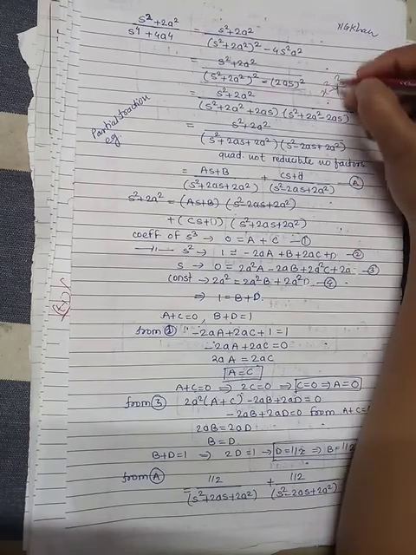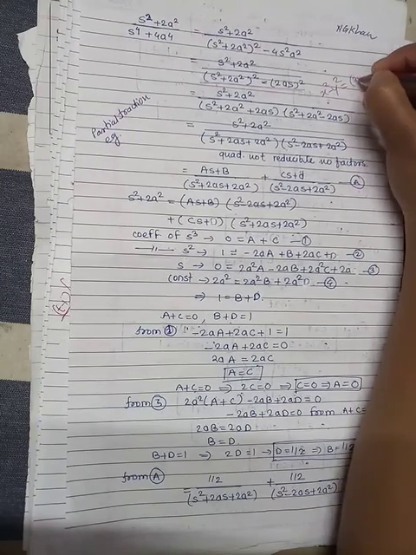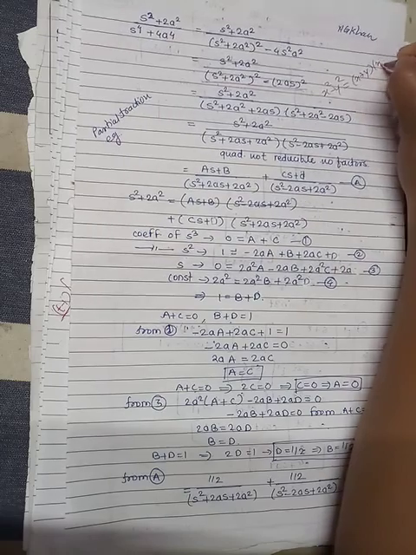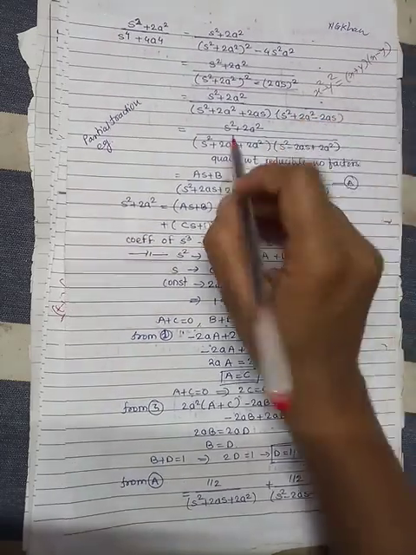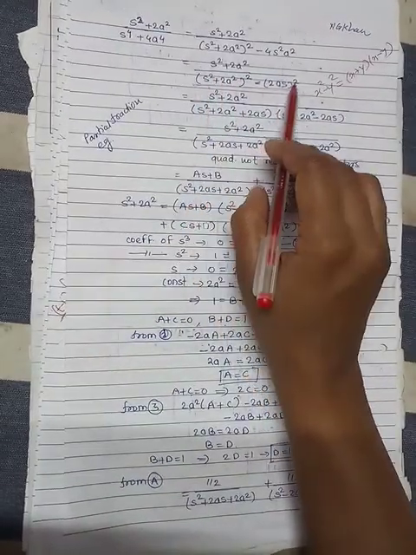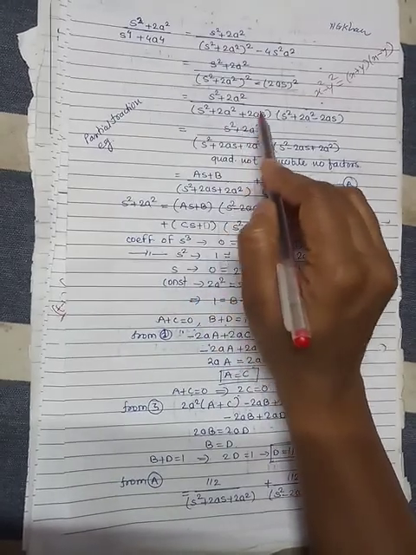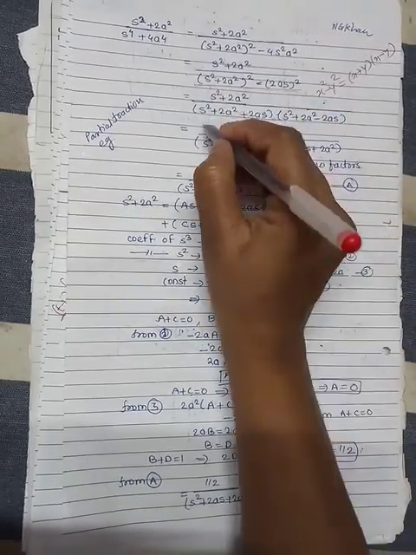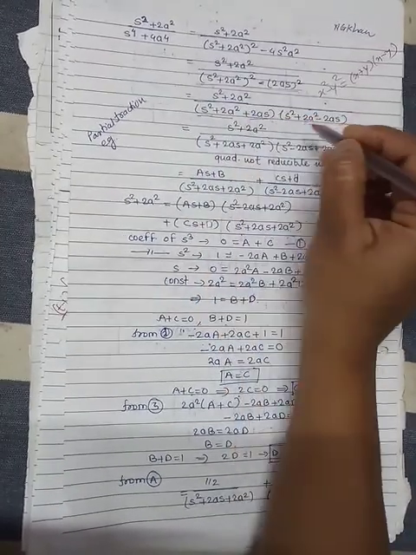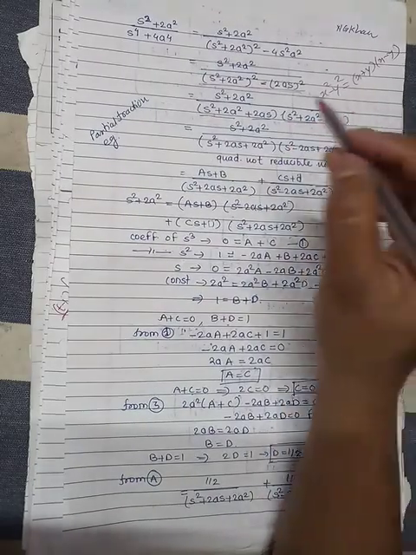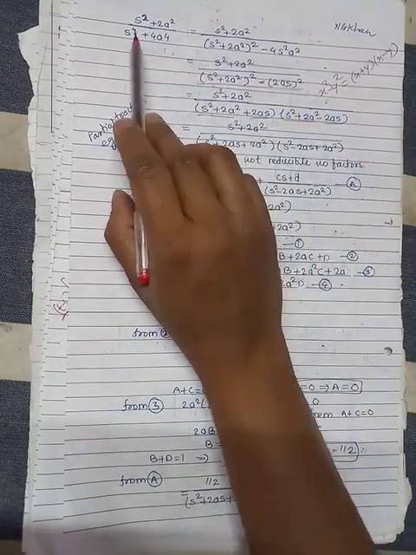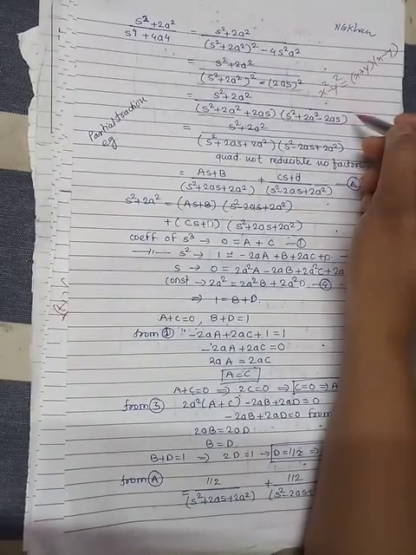Apply the formula of a square minus b square, a plus b, a minus b. So x plus y, x minus y. So x is this bracket, y is this bracket. So this is x plus y, x minus y. So this is raised to 4, factorizing terms.